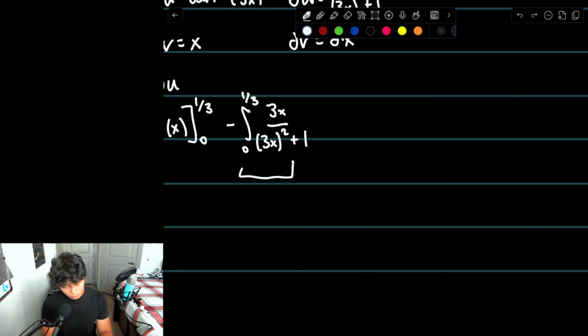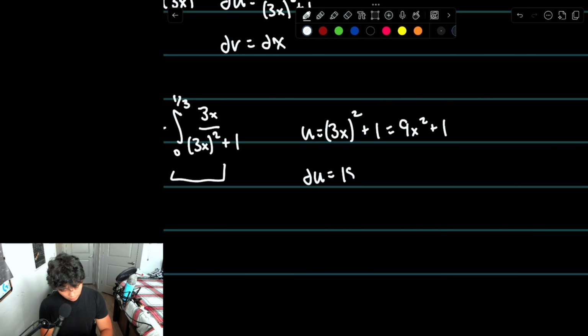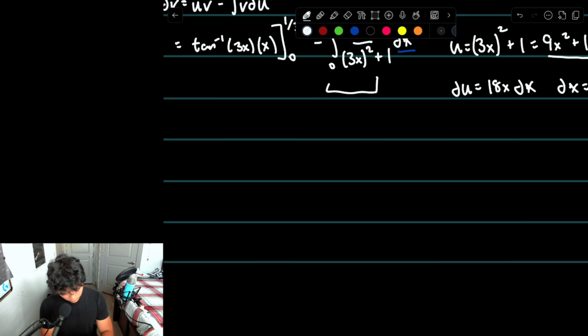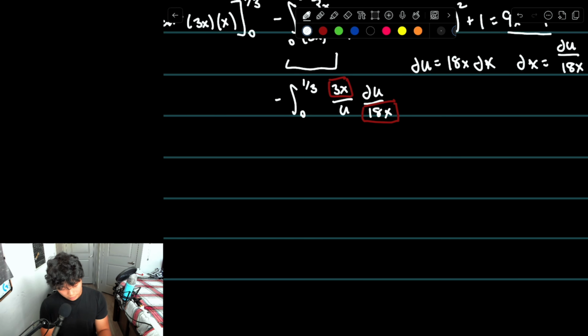In this case, we can perform a u substitution, making our denominator our u. So our u will be 3x squared plus 1, which is also the same thing as 9x squared plus 1, and then our du will just be 18x dx, because it's just a derivative of this. That leaves our dx to be du over 18x, which we can plug in over here. I apologize for leaving out the dx over here. And that will leave us with the integral from 0 to 1/3 of 3x over u times du over 18x. Now if you notice, this just makes a fraction and the x's cancel out, and the numbers will simplify to 1/6 on the outside.